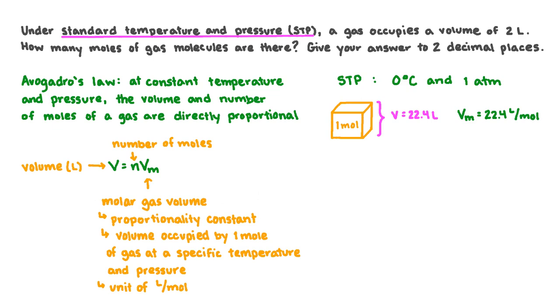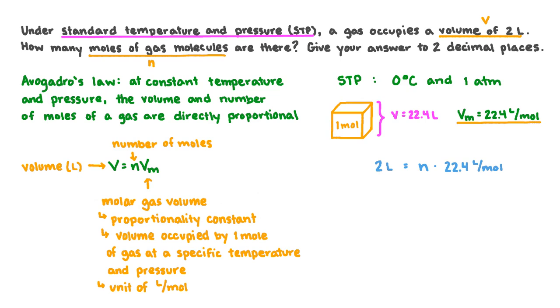Looking at the question, we see that the gas occupies a volume of 2 liters. And we want to determine how many moles of gas molecules there are. We also know that as the gas is under standard temperature and pressure, we can use 22.4 liters per mole as the molar gas volume.